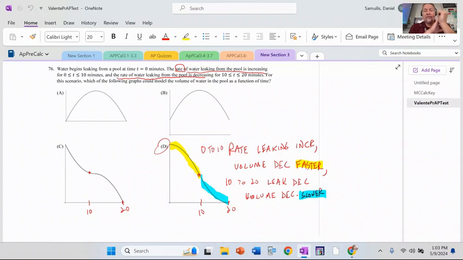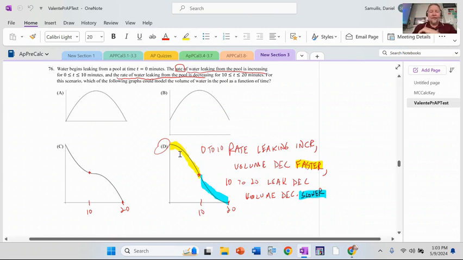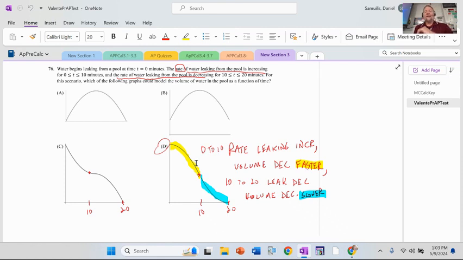But what it means for the volume of the pool, if the rate of the water leaking from the pool is increasing, then the volume is decreasing at a faster rate. And that's what this means. Think of it as the slope of tangent lines. They're getting more negative, but that means the rate at which the water is decreasing is actually increasing. So it's leaking out faster. The volume is getting smaller faster.